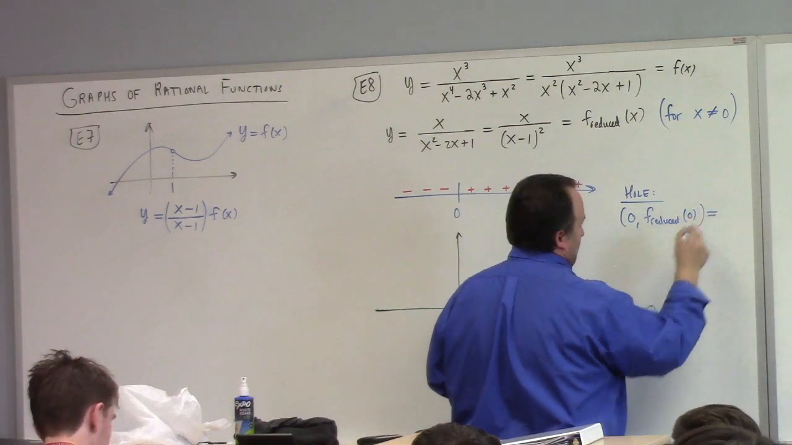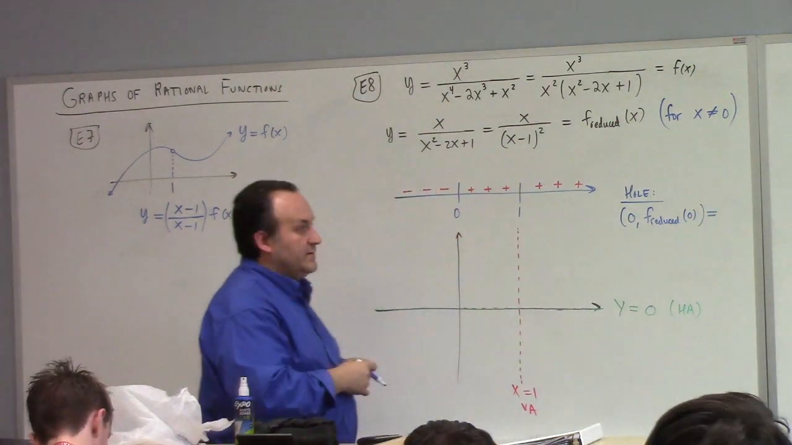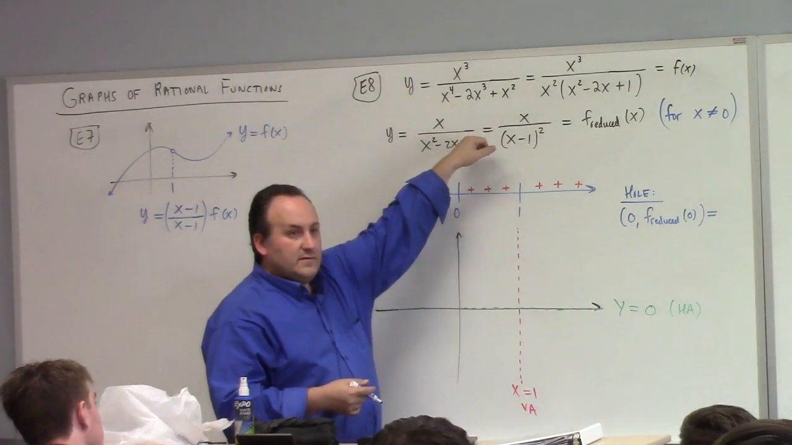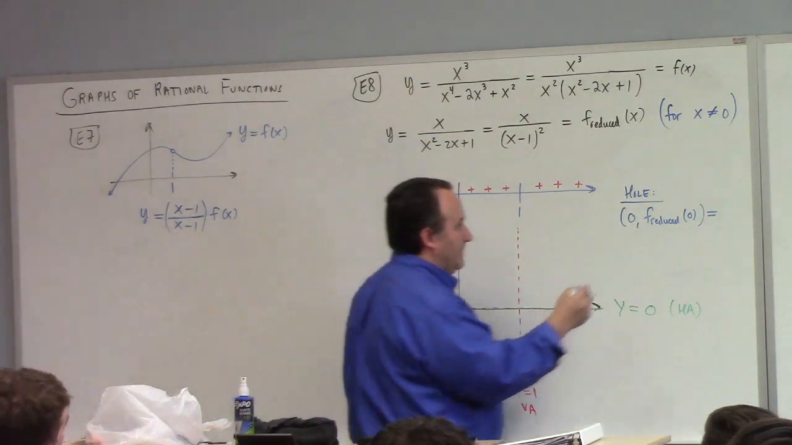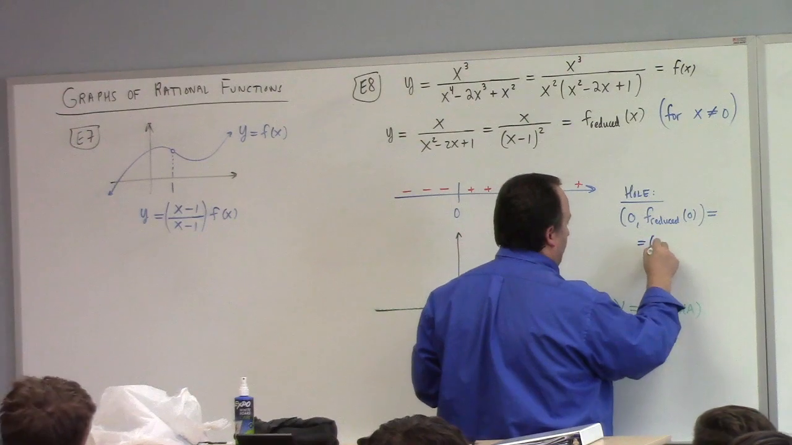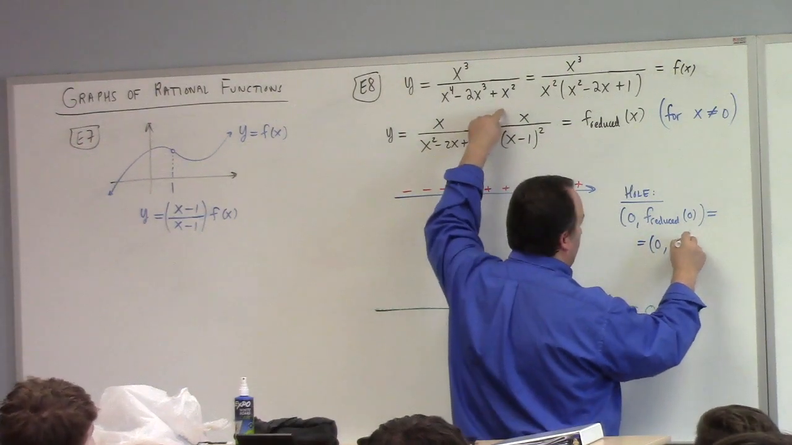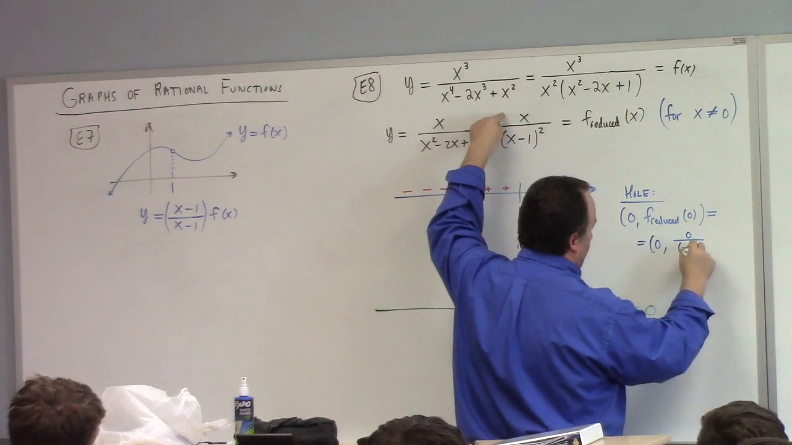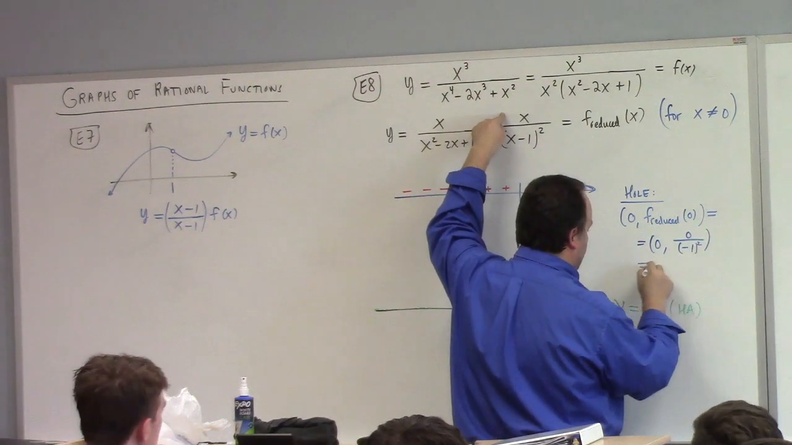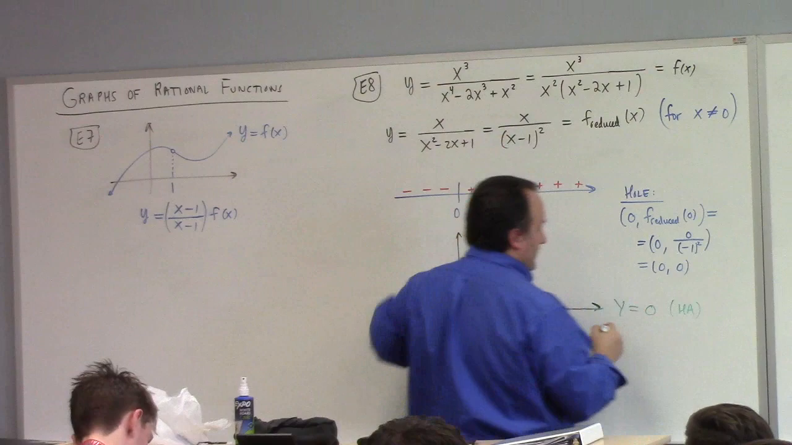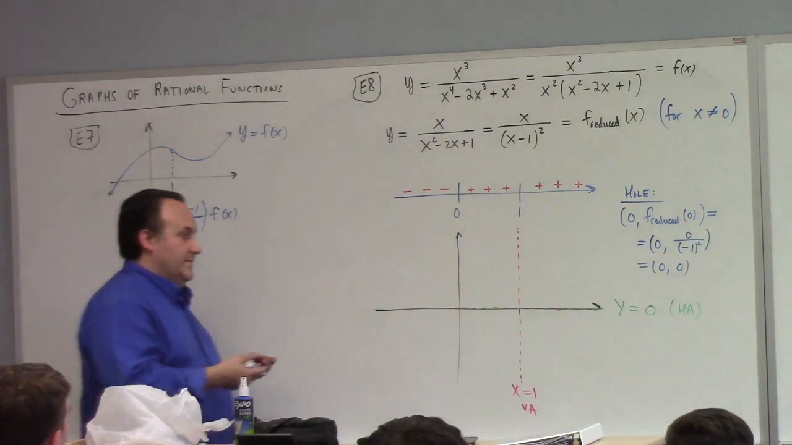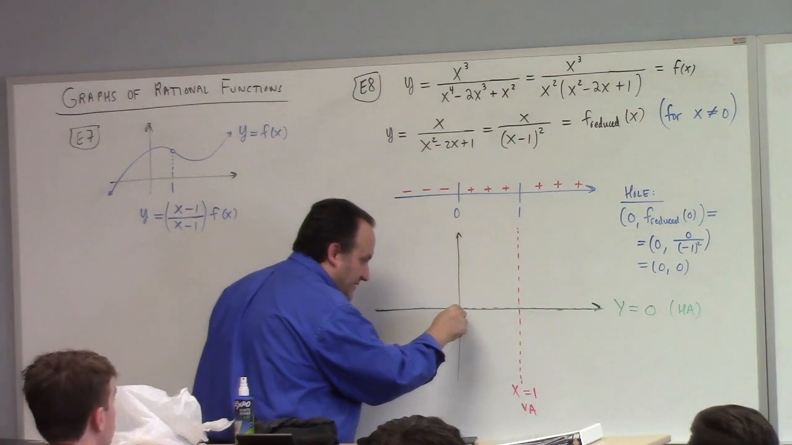What is that actually, though? What is f reduced of 0? What happens when you plug 0 into this? We get 0. Yeah, exactly. 0 over minus 1 squared, also known as 0. So there is a hole in the graph at the origin. Hole in the graph at the origin itself.